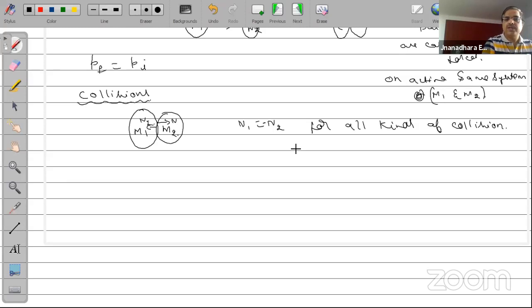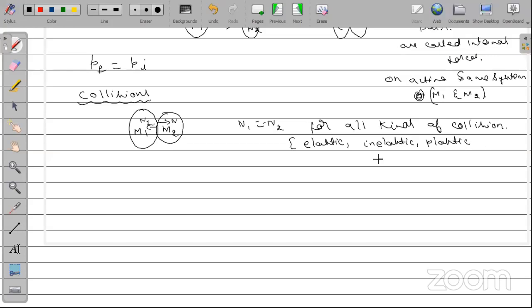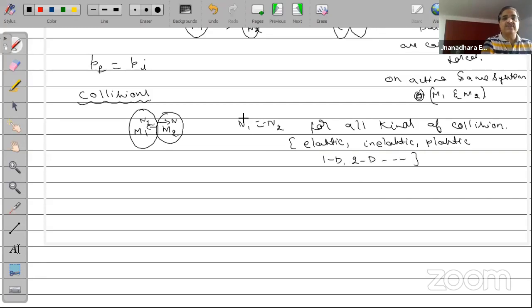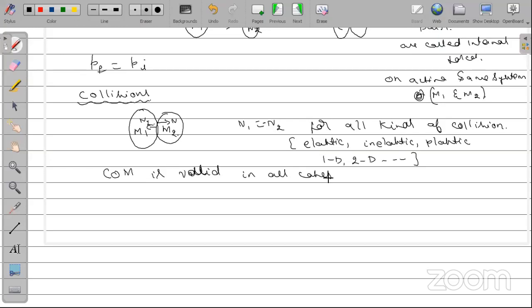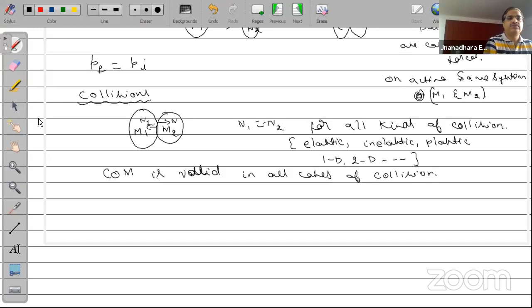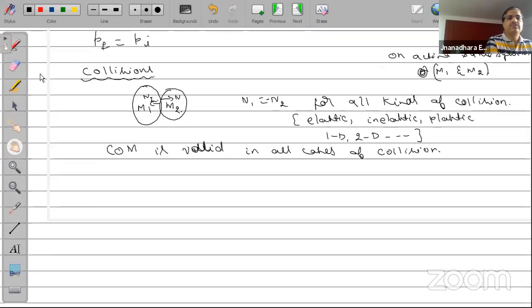Whether it's elastic, inelastic, plastic, 1-dimensional, 2-dimensional, and so on and so forth, you will always say that N1 will be equal to minus N2. Therefore, conservation of momentum is valid in all cases of collision. A very, very important point to note.